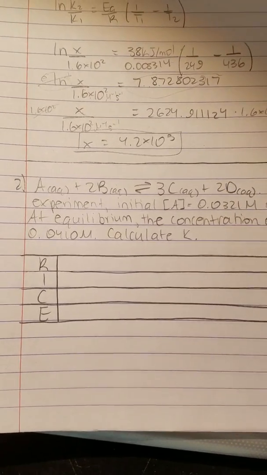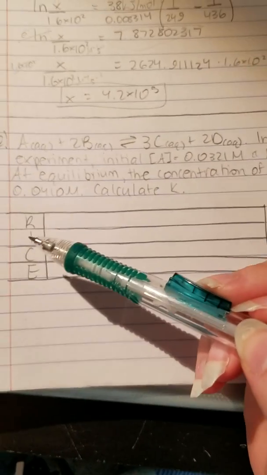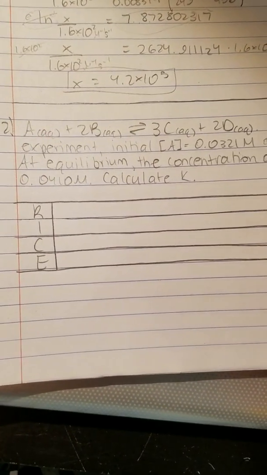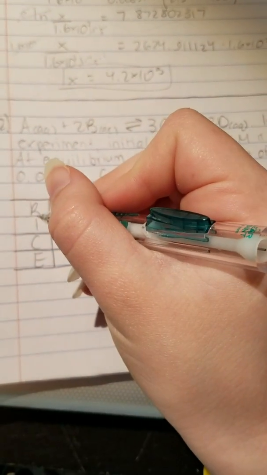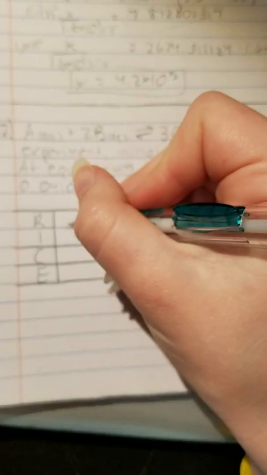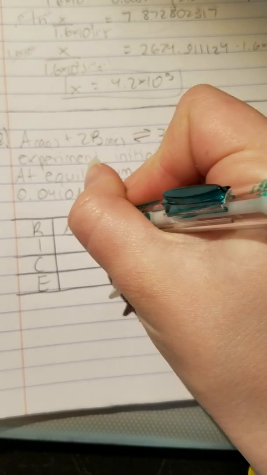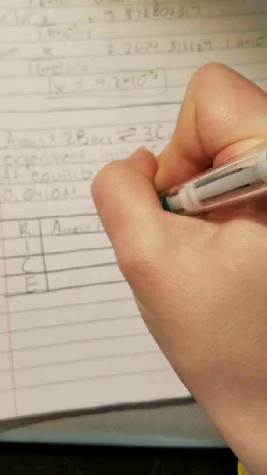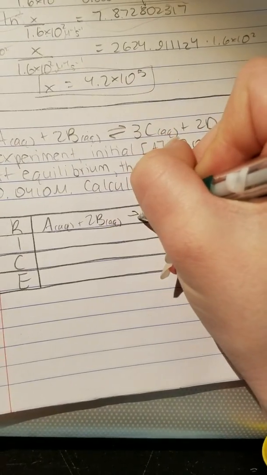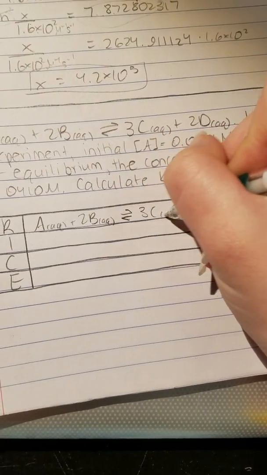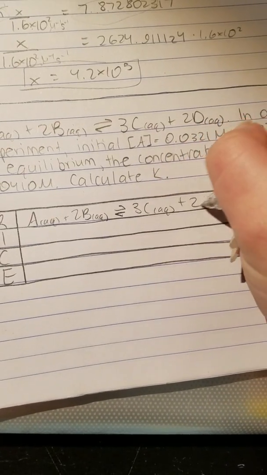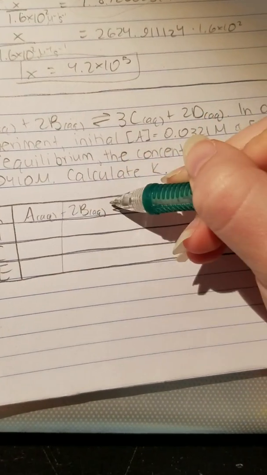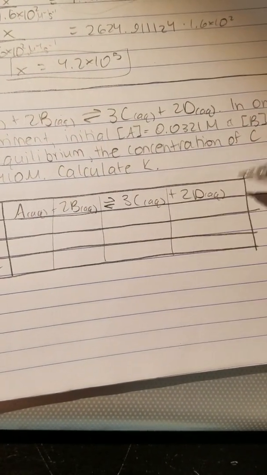So when you have something like this and you need the equilibrium, you know you have to set up a Rice table. Some people call it the ice table, so whatever works, but I like to write my reactants. So then you put A aqueous plus 2B aqueous, the double arrows, 3C aqueous plus 2D aqueous. And I just kind of like to put in some lines so we know the separations.